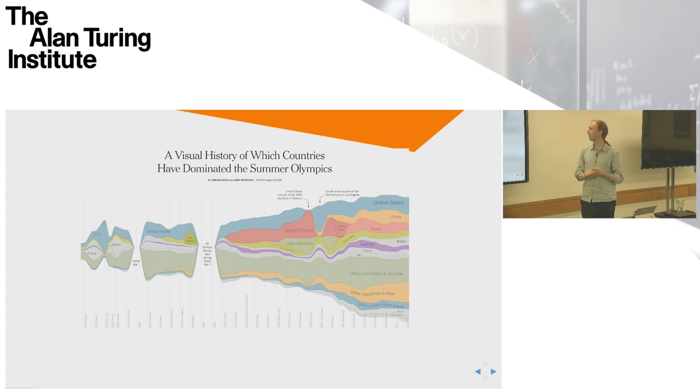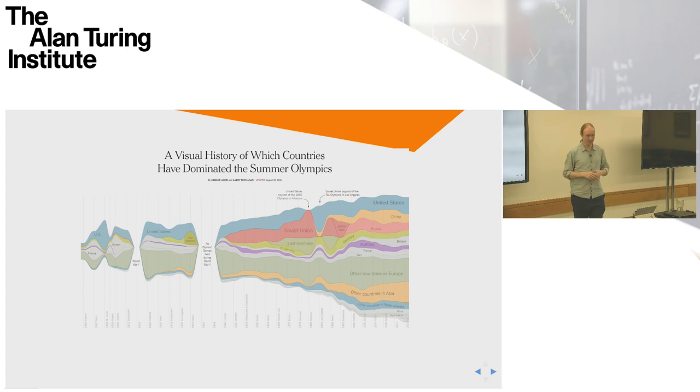In this example, this is a visualization that the New York Times team did that looks at the history of Olympic Games. So over time, you get to see which were the countries with the largest number of gold medals or medals overall. It's a really nice piece of work. You can find it on the New York Times.